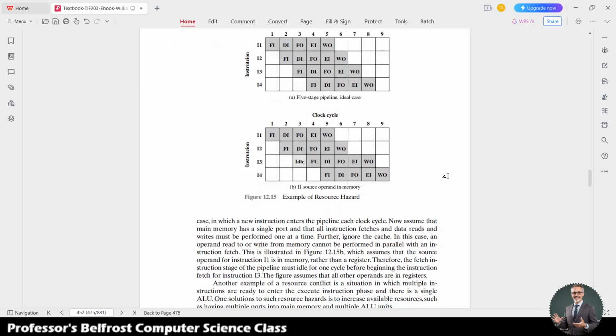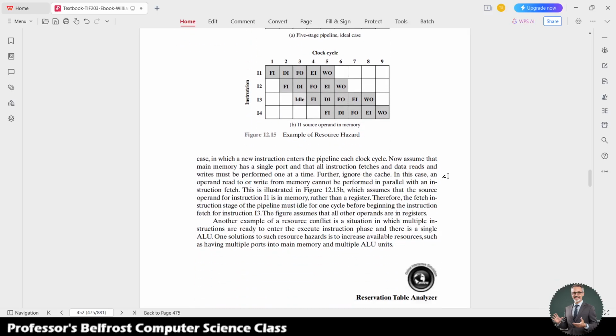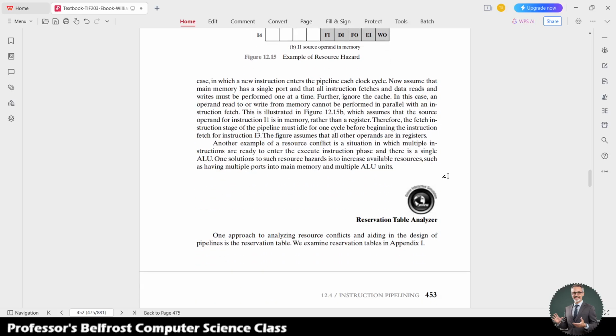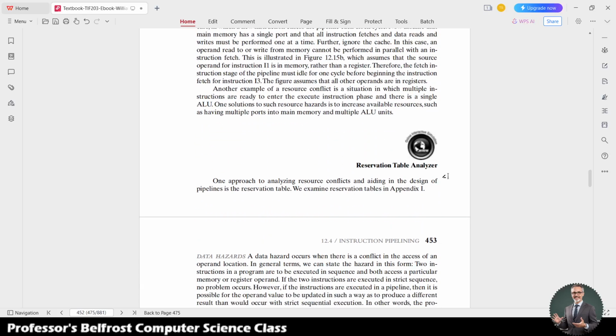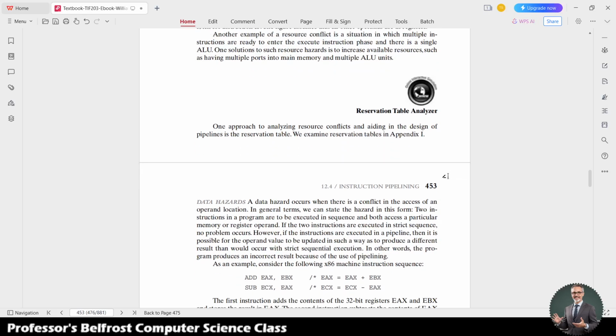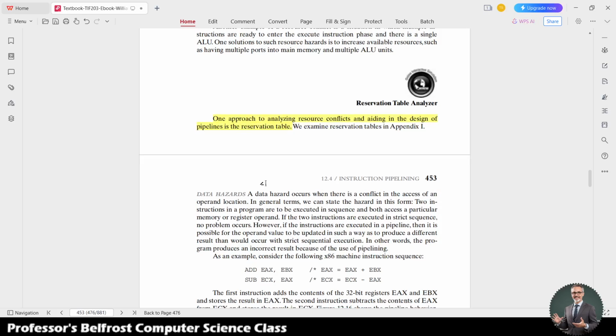I'll now explain the example. I will go directly into data hazard. But before that, one approach to analyzing resource conflicts and aiding in the design of a pipeline is the reservation table. Maybe we'll get to see this later.